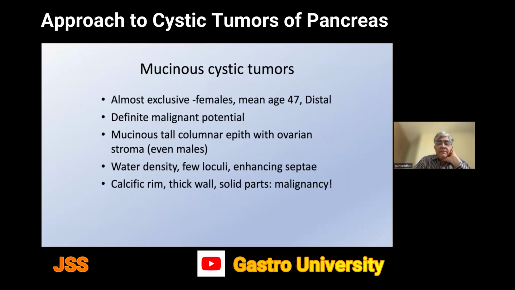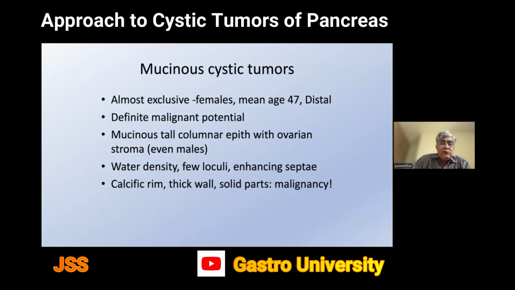The second major variety, and probably the most important, is the mucinous cystic tumors, almost exclusively in ladies. The mean age is a little younger. So if you imagine the serous tumors as a grandmother, this is in the maternal age, older mothers. It's more common in the distal pancreas. It has a definite malignant potential. So this is the one we need to be worried about the most.